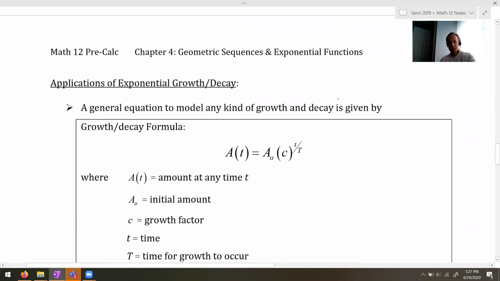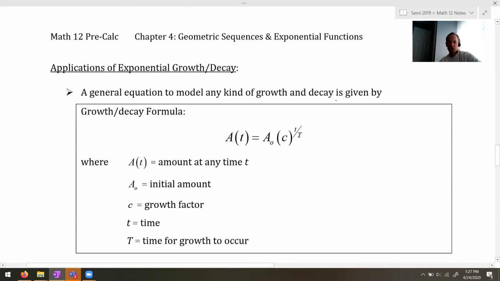Okay, the last part of this is the application. So there's actually a ton of applications here. This general equation is going to be super helpful. So just take a second, stare at this. This equation here is going to model any kind of growth and decay where it's exponential. So what this equation looks like is A is just for amount. This could be any letter, but just A is fine. A naught is the initial amount. This was mentioned before.